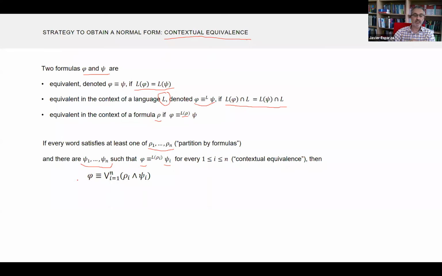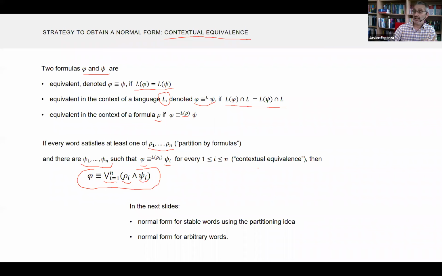Then it is a little exercise to see that phi is equivalent to this formula. Because when rho i holds, then you are equivalent to phi if psi i holds. That's the idea. And this disjunction tells you that you are always going to be in one of these areas. Good. So this is what we are going to use.